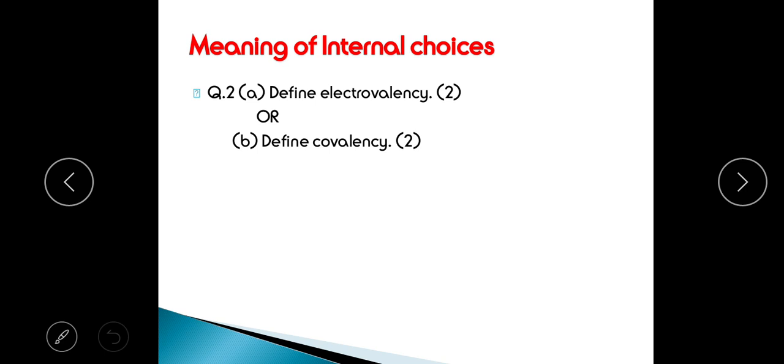Now, internal choice means that instead of having a choice between groups of questions, the choice will be between two single questions. For example, one question is define electrovalency and the other is define covalency. So you have to choose between either of these questions. It is not going to be a separate group of questions that you choose from. You have to choose from single questions, which narrows down the choice a lot.